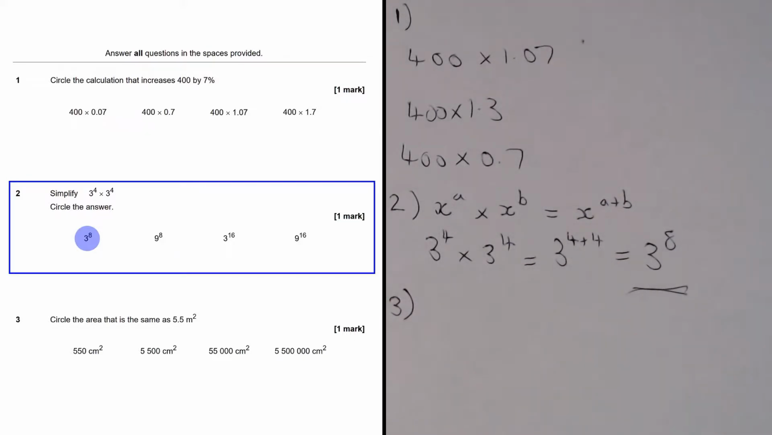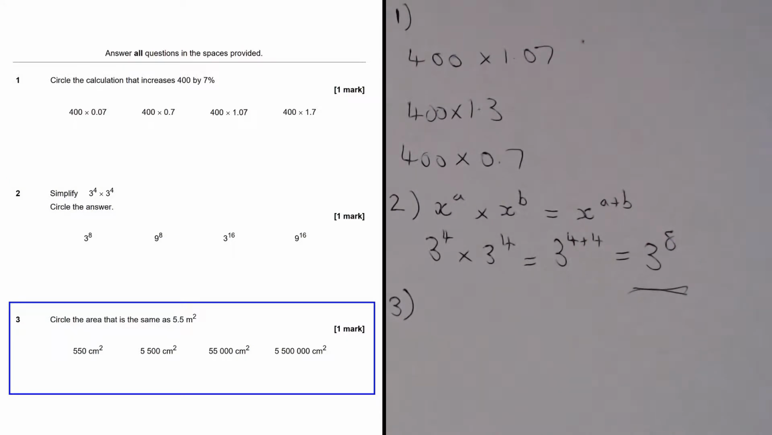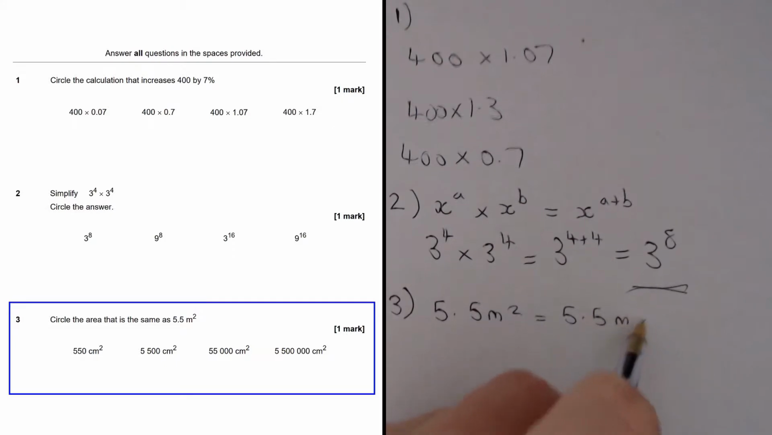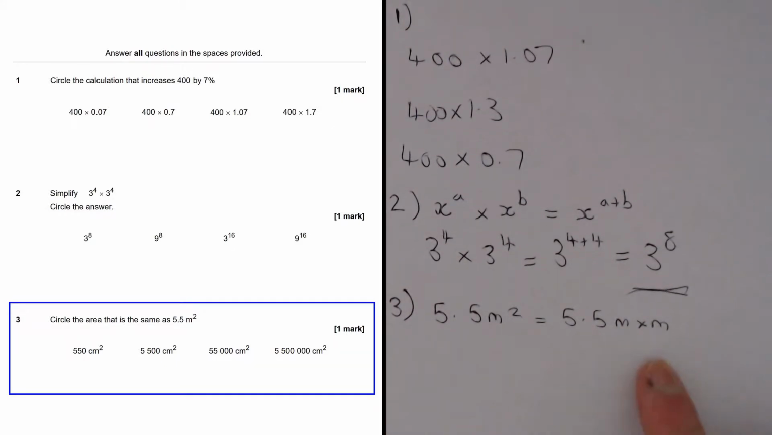Finally, let's have a look at question 3. This asks us to circle the area that is the same as 5.5 meters squared. Now notice that all the possible answers are in terms of centimeters squared. So this question is asking us to convert meters to centimeters. Well, we have 5.5 meters squared. That's the same as 5.5 meters times meters, because meters squared is just meters times meters.